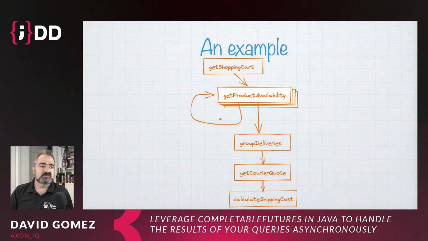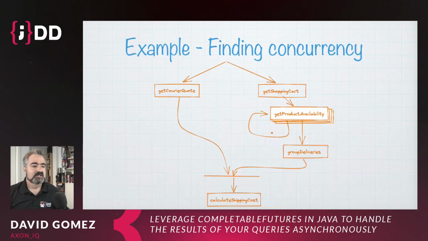It could look something like this. We are going to get the shopping cart, then we are going to iterate, asking external inventory systems for the product availability, and this may take some time. So after we have iterated over all the products, we will group the deliveries, and then we will get the courier quote, and then we will calculate the shipping cost. So this is going to take a while because we are iterating and we are relying on external systems that we don't know how much time they will take.